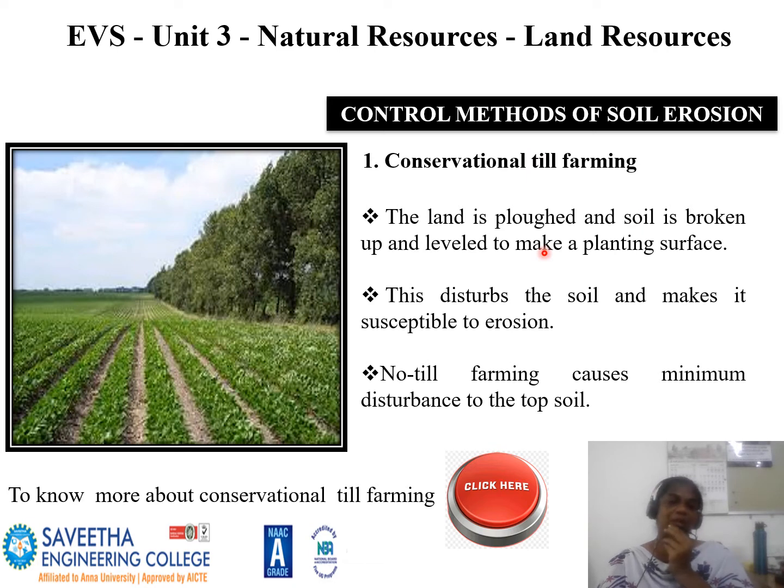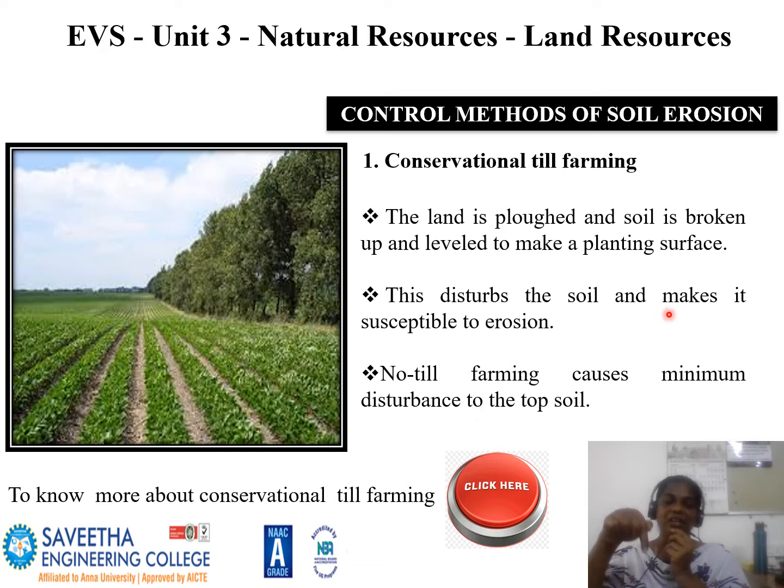The first one is conservation tillage farming. Usually the land is plowed and the soil is broken up so that it is leveled to make a planting surface. But this disturbs the whole soil and makes it susceptible to erosion. But here we are going to follow no-till farming.